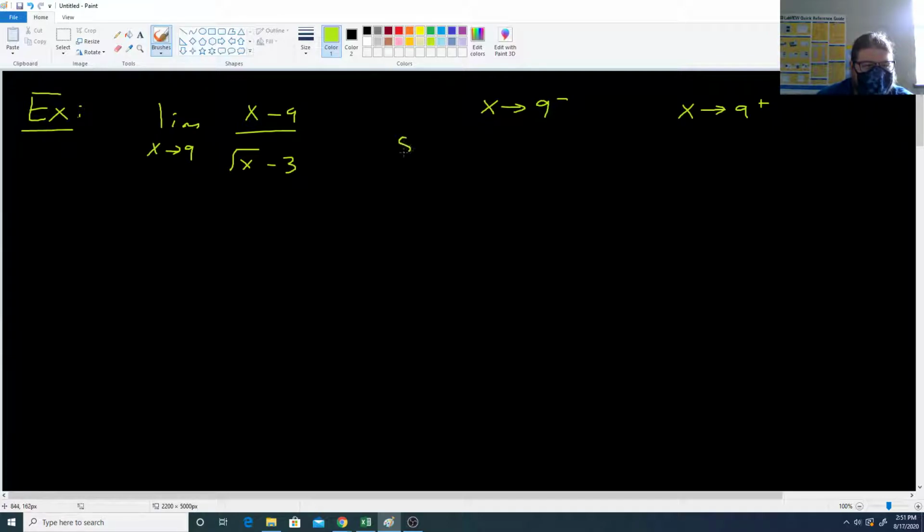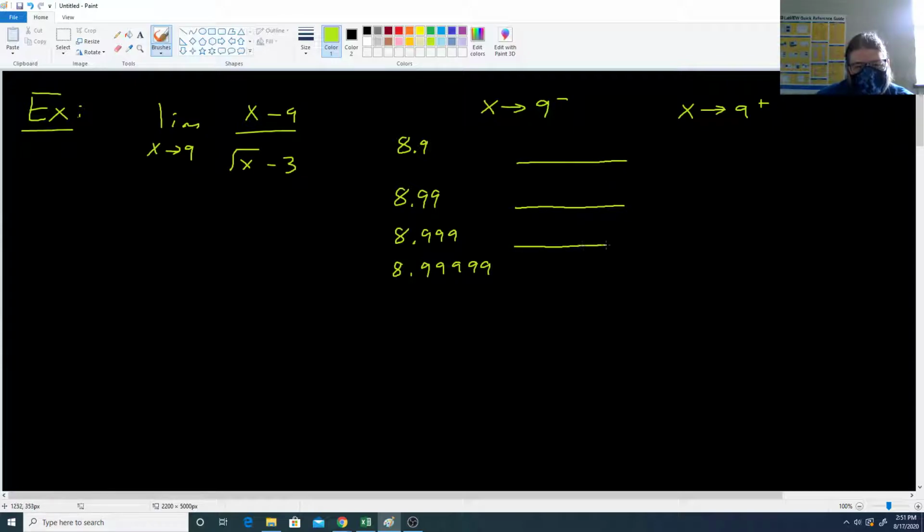So we'll say like 8.9, 8.99, 8.999, so like maybe 2 nines, 3 nines, and then maybe 5 nines. And we'll want to keep track of what are the function values given back for each of these x's. So as x approaches 8.9, what is 8.9 minus 9, all that over square root of 8.9 minus 3? What do those give back?